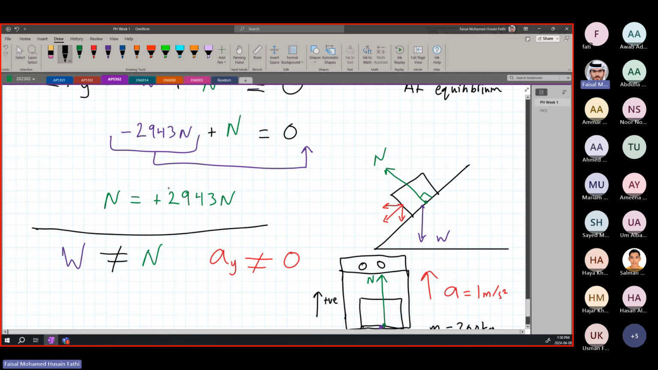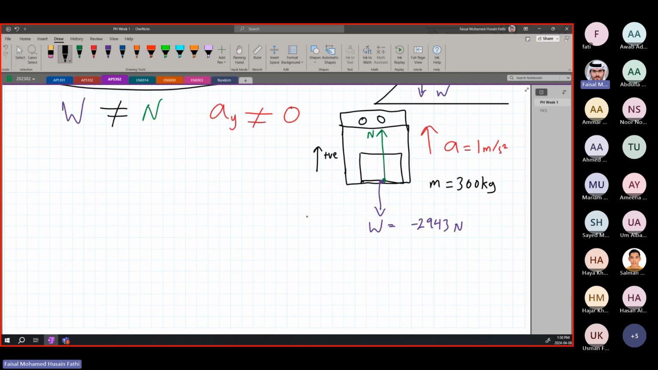Let me just close this off, so you know what we're working on. Now we have this elevator that is going upwards. There is a rope pulling it up and it's going upwards at this acceleration, and we have the same box, so we have the same weight. Let us apply the force equation, the sigma Fy equation. So sigma Fy is no longer equal to 0. What is it equal to? It's equal to the mass times acceleration.